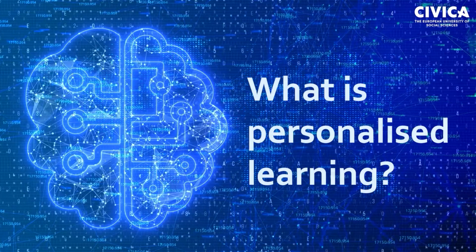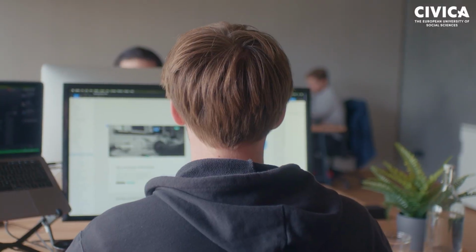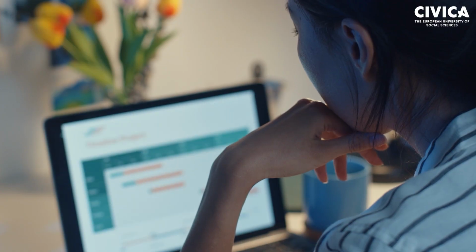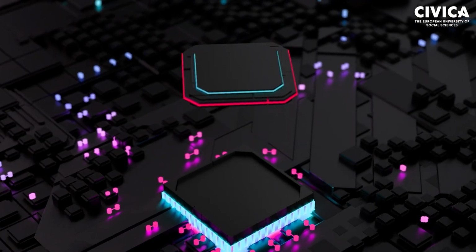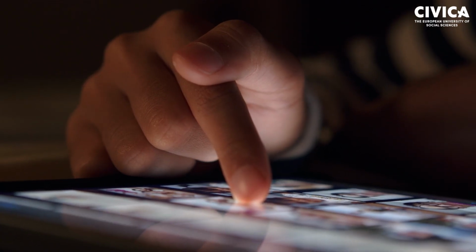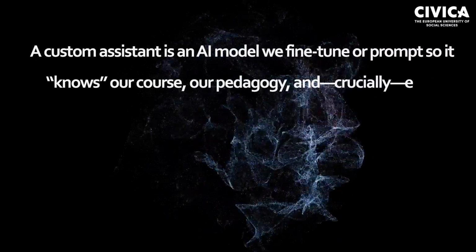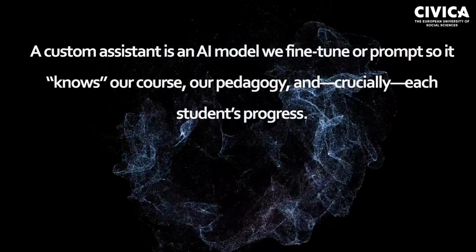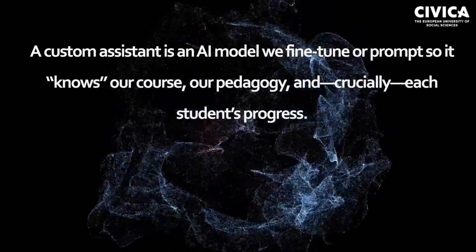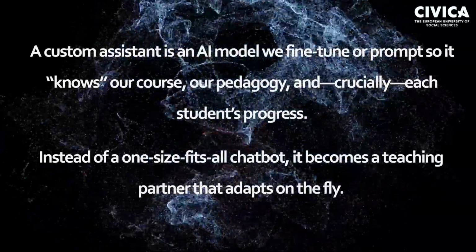Let's jump right in and ask ourselves, what is personalized learning? Personalized learning means tailoring pace, content, and feedback to each student, rather than forcing everyone on the same path. When we combine this idea with AI, we get assistants that notice the learner's strengths and gaps and then adjust support in real time. A custom assistant is an AI model we fine-tune or prompt so it knows our course, our pedagogy, and crucially, each student's progress. Instead of a one-size-fits-all chatbot, it becomes a teaching partner that adapts on the fly.